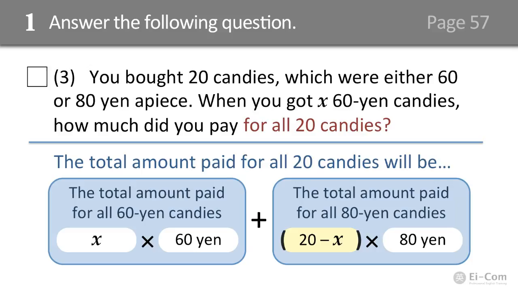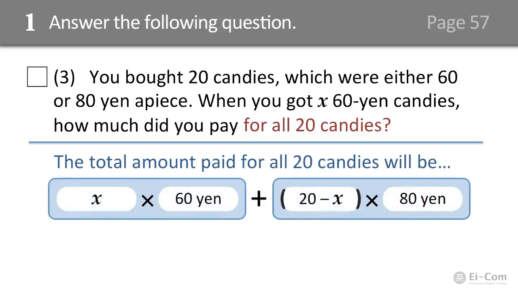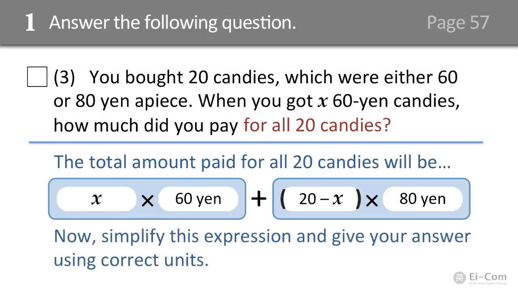So, the algebraic expression for the total amount paid for all 20 candies is x times 60 yen plus the quantity 20 minus x times 80 yen. Now simplify this expression and give your answer using correct units. Please do this by yourself. Good luck!